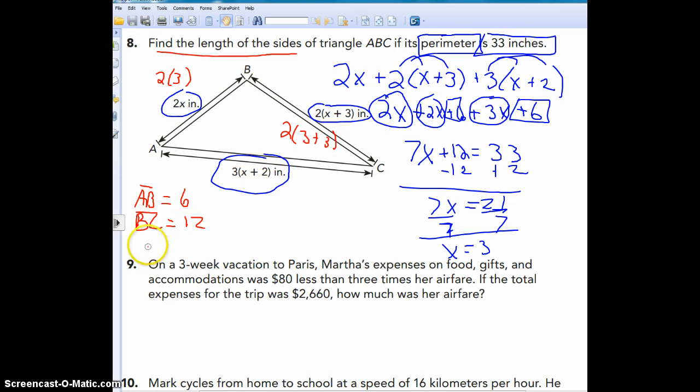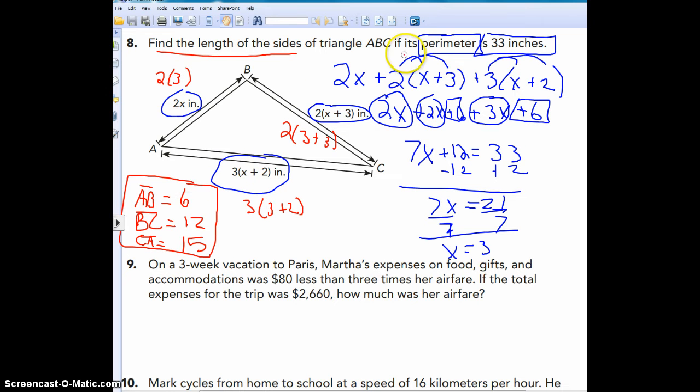And then the final one here, side CA. I'm going to put the 3 in here as well. So it's 3 times the quantity 3 plus 2. And that's 3 times 5, which gives me 15. I wrote a 10. Gives me 15. And then when you add these together, 15 plus 12 is 27, and 27 plus 6 gives me 33. So that's a good way to check your answer. And I've got what they asked me for here.